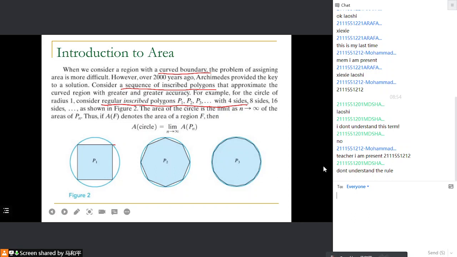Now, we can find the area of the circle as the limit as n approaches infinity of the areas of P_n, right? When we increase the number of sides, the area of the inscribed polygons approximates the area of the circle.